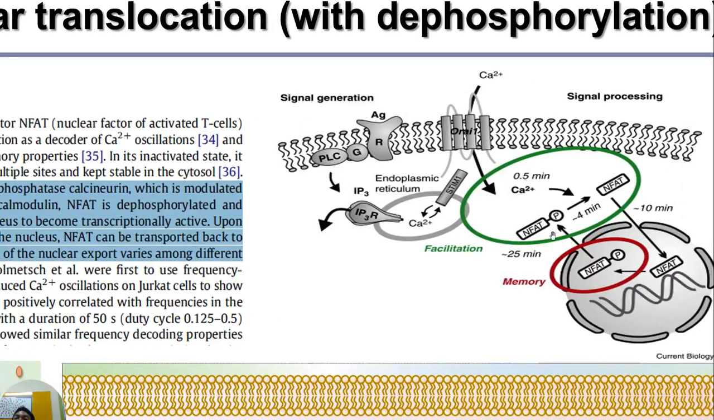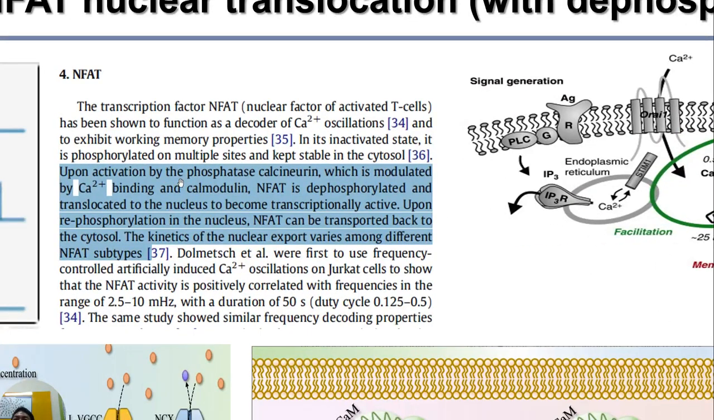Like that. NFAT, when it is not activated, is in its phosphorylated, inactivated form. Phosphorylated NFAT is non-activated, but upon activation by the phosphatase calcineurin, they remove the phosphate group from certain proteins, which is modulated by calcium binding and calmodulin. Calcineurin, calmodulin, is a calcium-binding protein. Then NFAT is dephosphorylated and translocated to the nucleus to become transcriptionally activated.